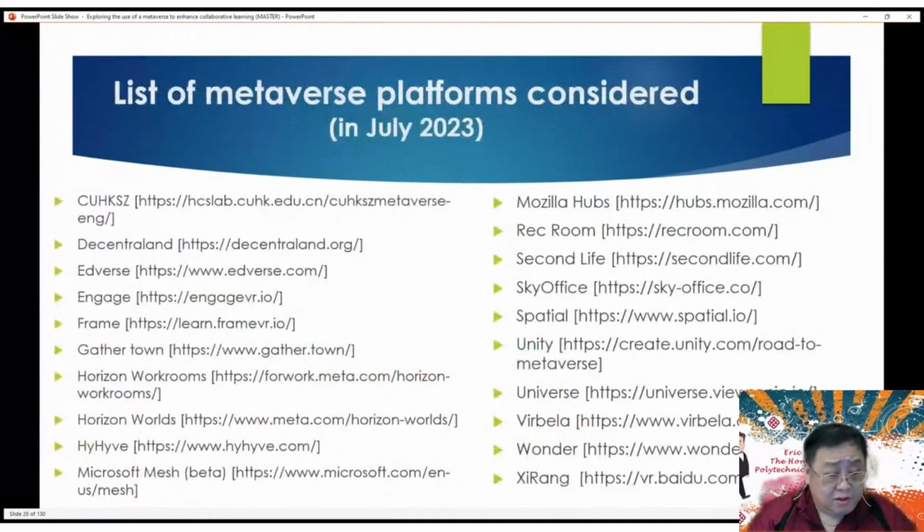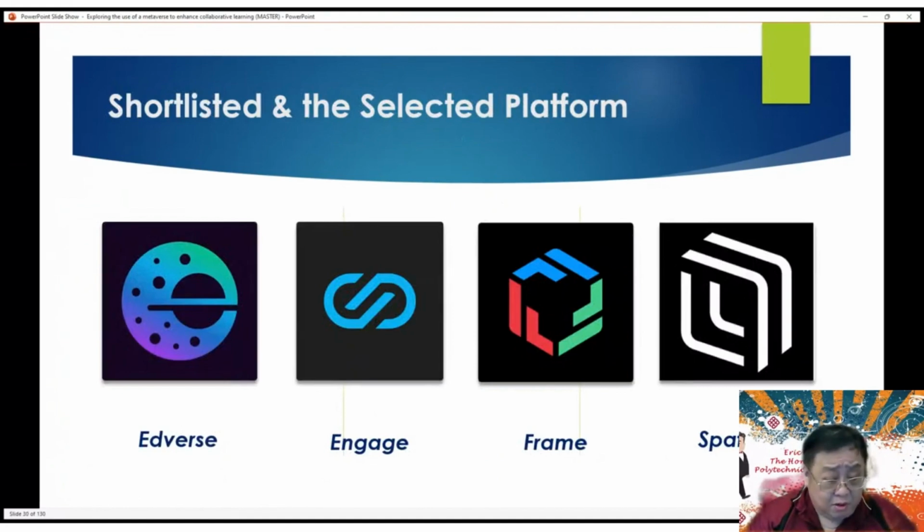All right, without going into the details, this is not exactly updated, because as you can see the timeline, it was July 2023. Metaverse advanced very, very rapidly, but just to protect the authenticity of the project, at the time when we selected the platform, it was around July and August 2023. We did consider, based on our requirements, one and a half dozen Metaverse platforms. That's already a lot of effort to evaluate them. And at the end of that evaluation process, we shortlisted four: AltspaceVR, Engage, Frame, and Spatial.